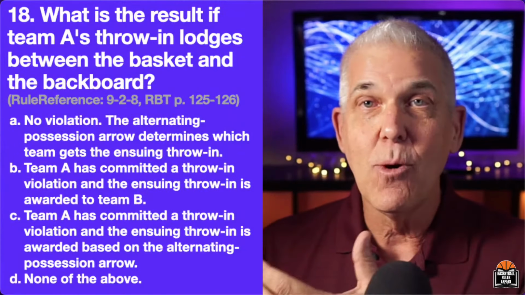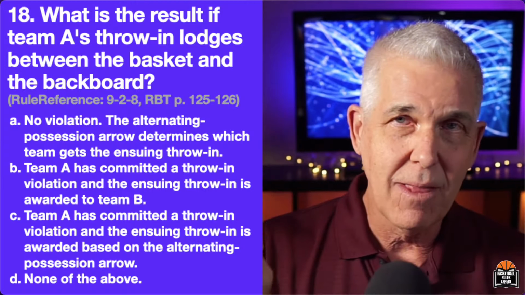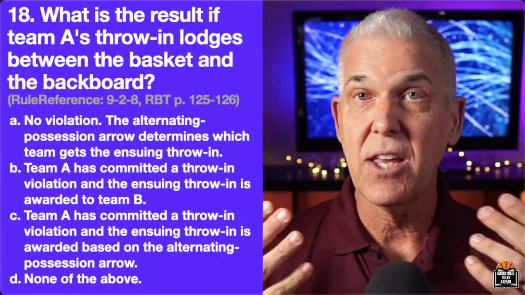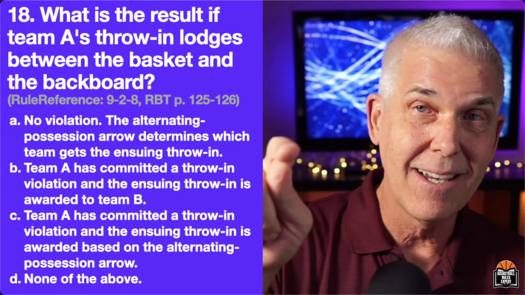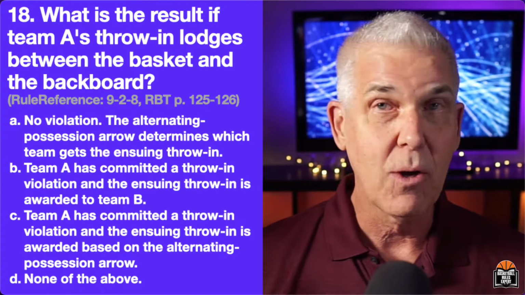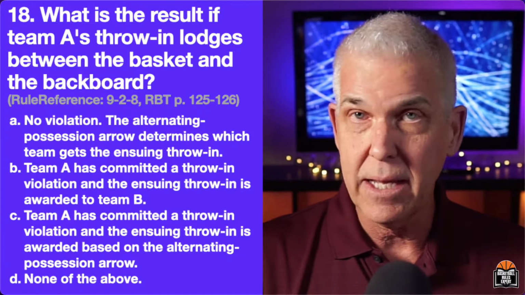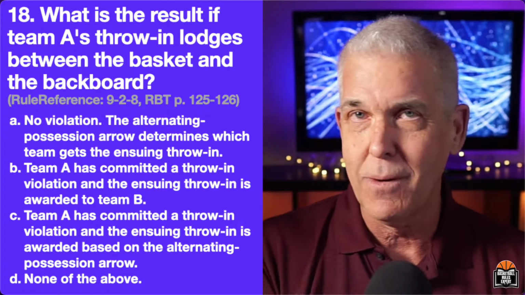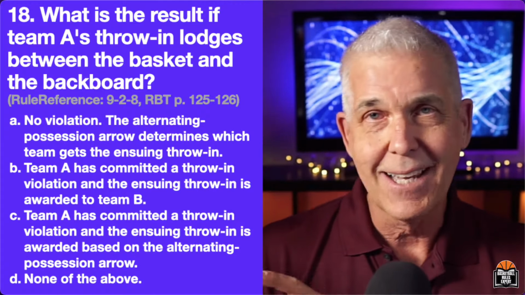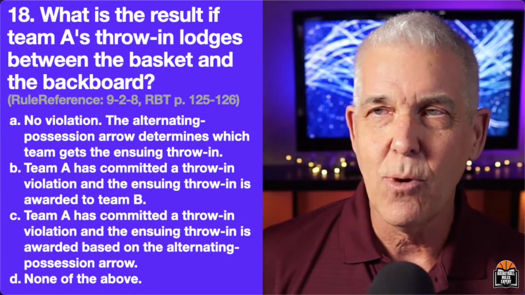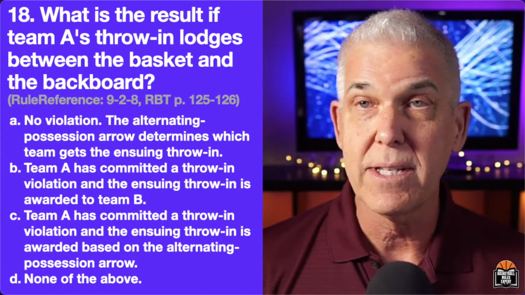All right, so is this a throw-in violation by rule? If the ball lodges, it is a throw-in violation. If the ball passes through the basket, it is a throw-in violation. If the throw-in pass contacts the ring and bounces away, that is a legal play. The ball contacts the backboard, either backboard, legal play. The ball contacts the bottom of the backboard, the side of the backboard, the top of the backboard, legal play. The ball contacts the back of the backboard, a violation, right? So this is a throw-in violation, and the ensuing throw-in is awarded to Team B.